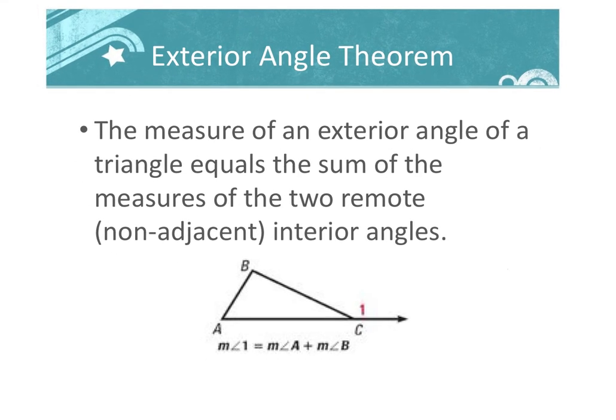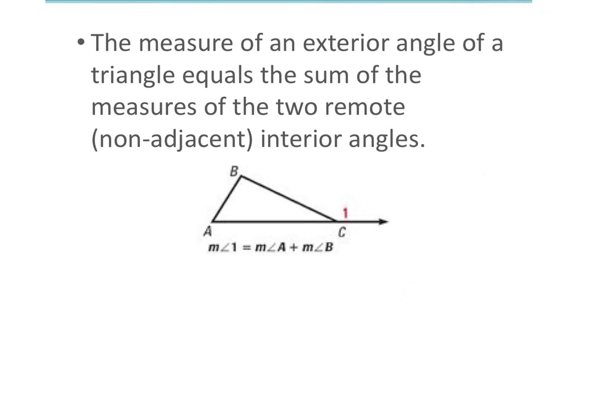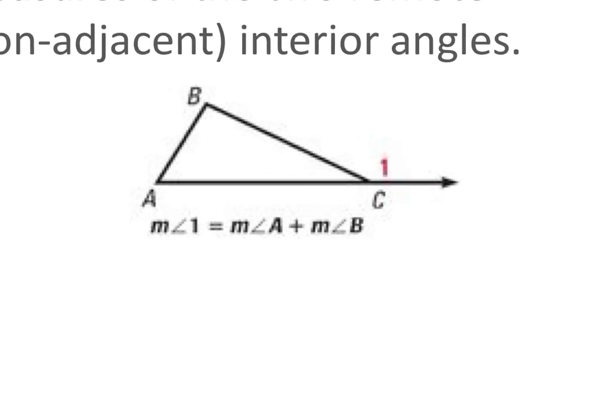Exterior angle theorem. So not only will we talk about the interior angles of the triangle, the angles on the inside, we're also going to talk about the angles on the outside of the triangle, okay? So the measure of an exterior angle of a triangle equals the sum of the measures of the two remote or non-adjacent interior angles. So in other words, let's take a look at this example. Angle 1, which is this angle right here, is going to be equal to the two angles that are interior but not next to angle 1, okay?